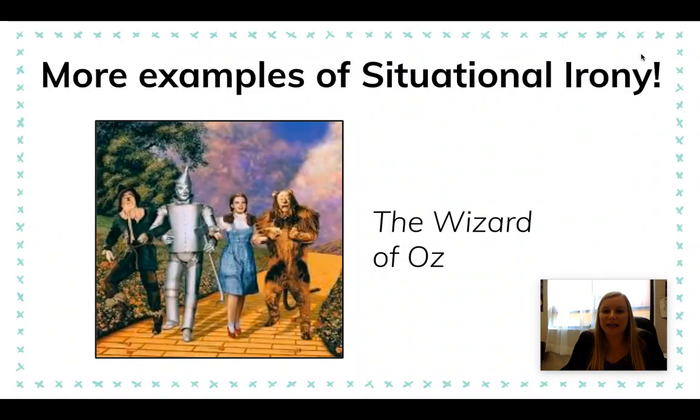But the best example I can give you of situational irony is The Wizard of Oz, which I'm sure a lot of us have seen already. In The Wizard of Oz, we are on this quest to find this great and powerful wizard. We think this wizard is going to be able to solve all the characters' problems. But at the end of the movie, we figure out the wizard is just some old guy who can't help anybody. So that's an example of situational irony. That outcome was way different than what we had originally expected.